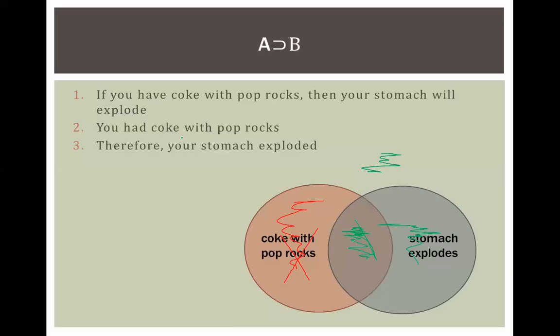You had Coke with Pop Rocks. You're in this circle. So I know I can't be here. Where can I be? If I'm in this circle and I can't be here, I have to be in the stomach explodes too. Therefore, your stomach explodes. So that's valid. Modus ponens, by the way, is a Latin term, meaning I'm not sure what. You don't have to know the Latin terms.